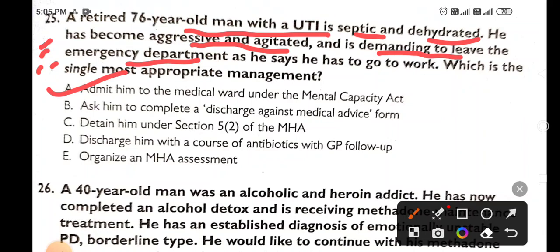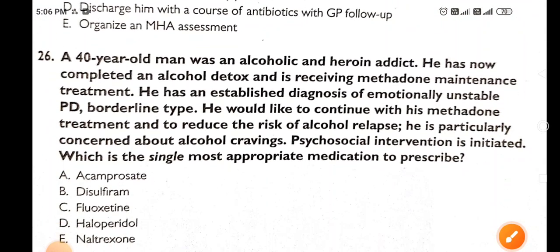Okay, don't discharge him on antibiotics. Why? Because there is a life-threatening situation. So septicemia, he needs admission.